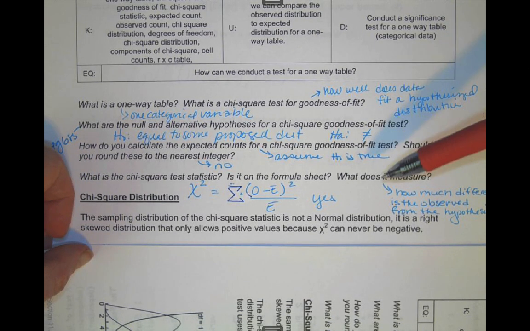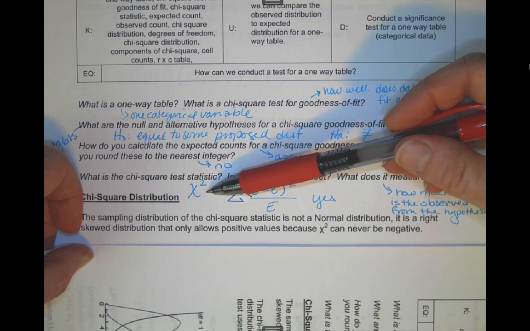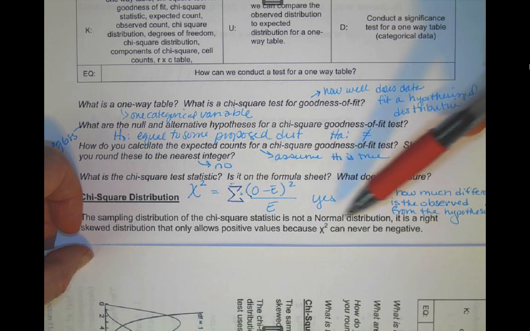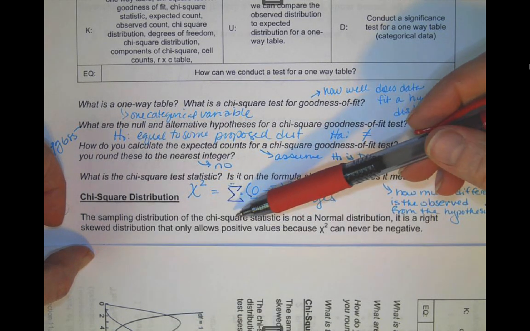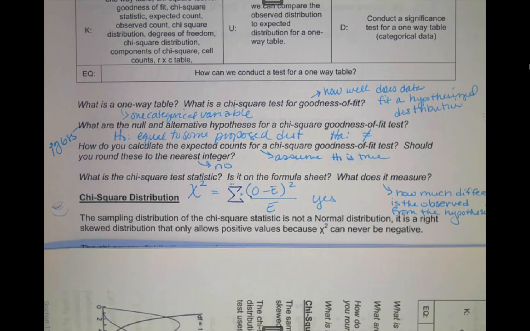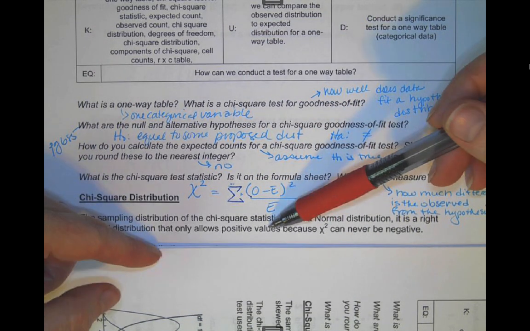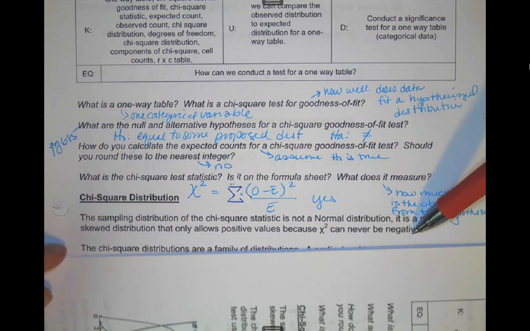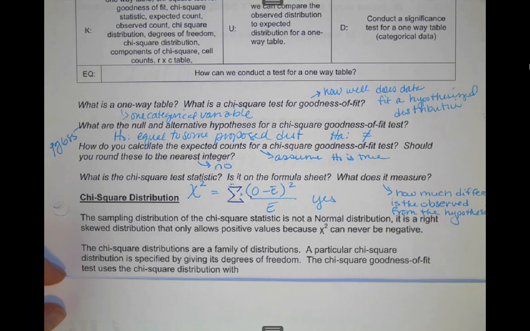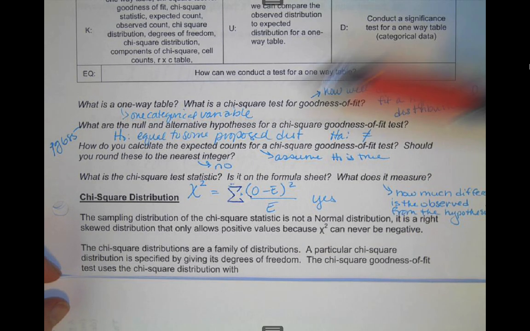The sampling distribution of the chi-squared statistic, when we calculate this value, does not follow a normal distribution. It follows a right-skewed distribution that only allows for positive values. If it were normal, it could be positive or negative. So this one only allows for positive values. When you square it, you can never get a negative value there. So it's not a normal distribution, it's a new distribution.